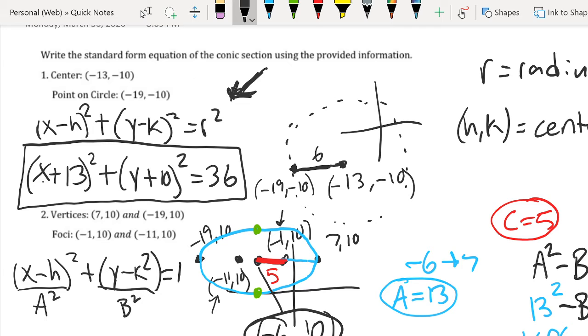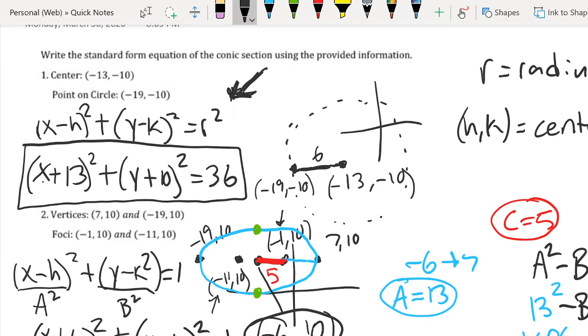All right, so now we're done, and we just plug in our numbers. So we would do x minus h. h is negative 6, so it's plus 6 squared, plus y minus 10 squared equals 1, and I'm dividing by a squared and b squared. a is 13, so a squared is 169.